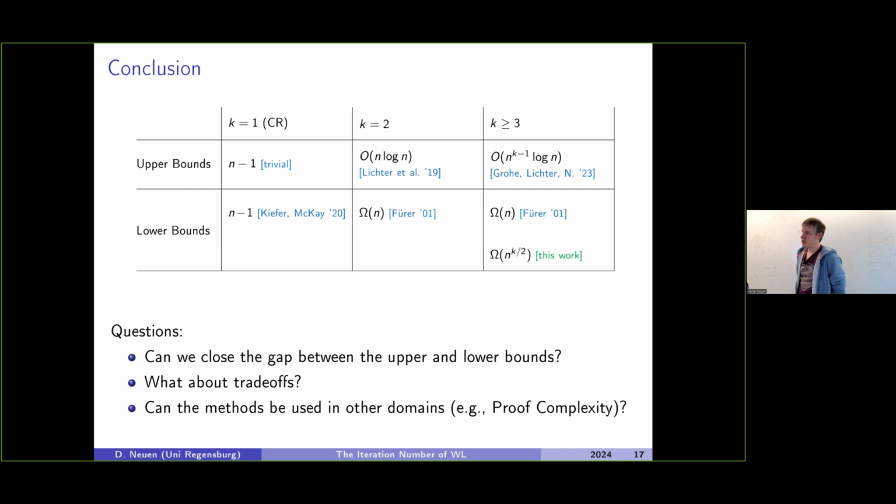On the other hand, one should also mention that if you look at these trade-offs in the robust setting, there we have an upper bound of n to the k over 2. So that's also an interesting fact, that we have this non-robust lower bound of n to the k over 2 and a robust upper bound of n to the k over 2. Also some kind of weird coincidence.